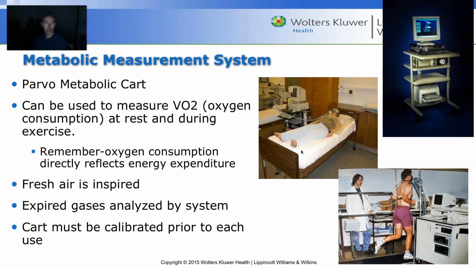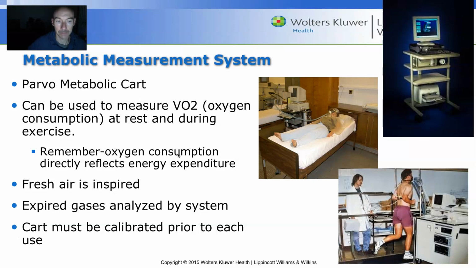Okay, so again, we use this metabolic cart to measure oxygen consumption. We can do it both at rest and during exercise, okay? And by measuring oxygen consumption, that is a direct reflection of energy expenditure, right? So jumping way back to where we started, rather than putting somebody in a tank and measuring their heat production, which is not a great way to do it, we can measure their oxygen consumption and use that to then predict energy expenditure, okay?